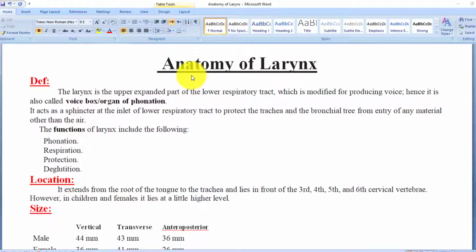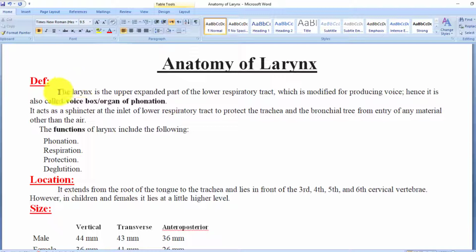We are discussing the anatomy of the human respiratory system. Previous lectures were about the nose and nasal cavity, and we discussed the anatomy of the pharynx. Now in this lecture, as you can see on the screen, we have written the anatomy of the larynx. So let us discuss the anatomy of the larynx.